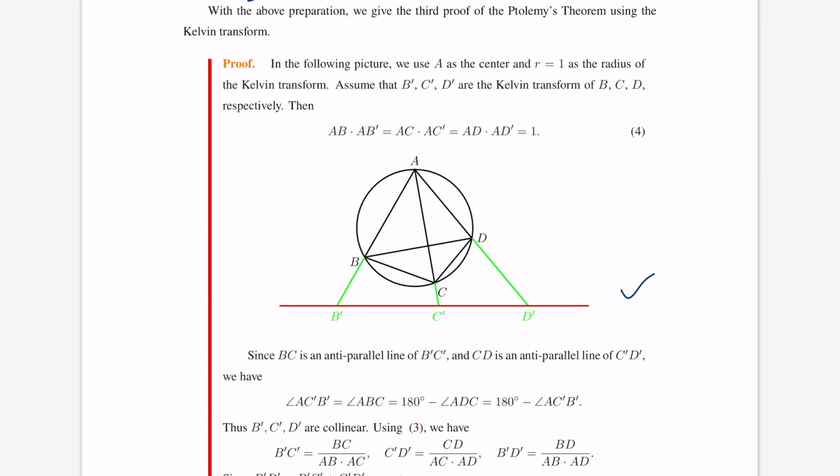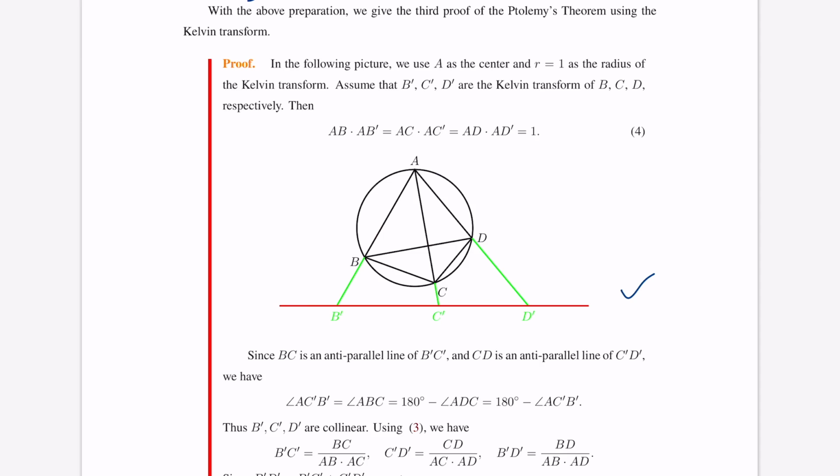Okay, so here let me do Kelvin transform. So ABCD is on the circle. What I'm going to do is use A as the Kelvin transform center and 1 as the radius. The choice of radius doesn't matter. You can choose R equal to 100. That's fine. And let's do the Kelvin transform of C, B, and D respectively.